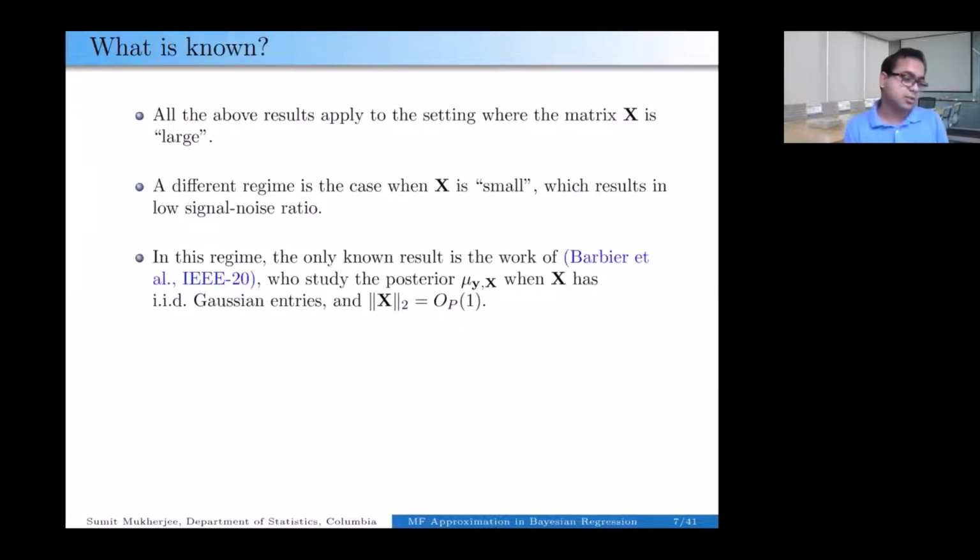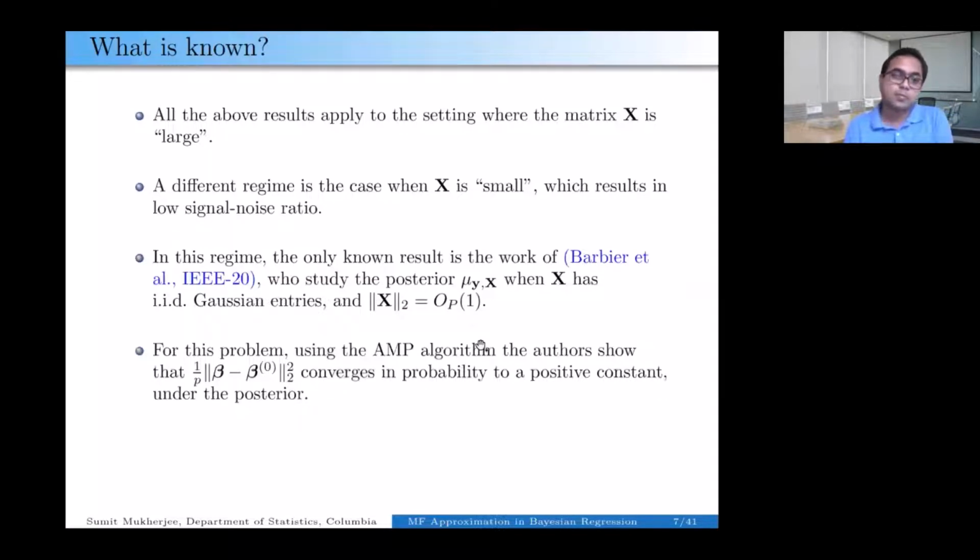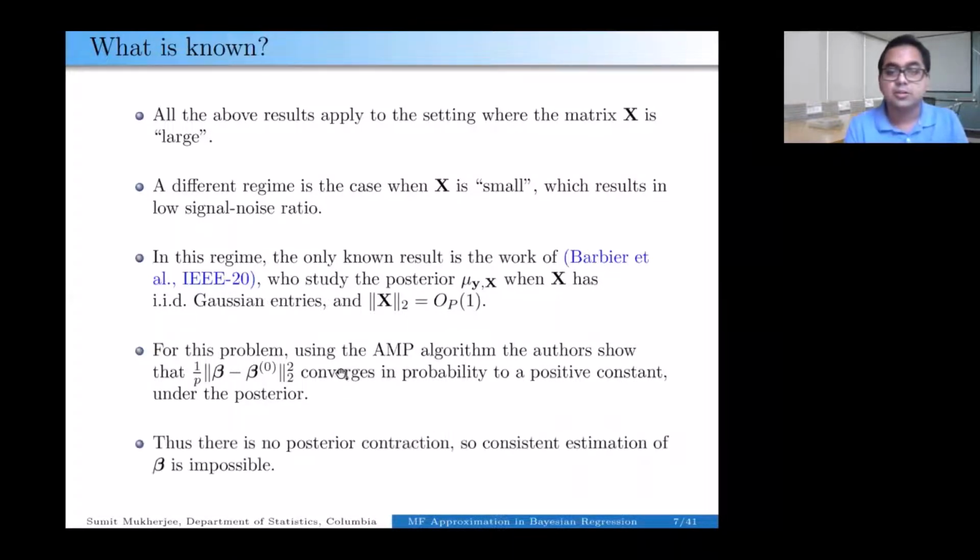In this direction, the only result that we know is the work of this paper, which studies the posterior when X has IID Gaussian entries, but then you scale it down so that your operator norm is order 1. It's O_P because now X is random. In this problem, what is known is that this distance doesn't go to 0 anymore. In fact, it converges to a positive constant, which they can characterize using the AMP algorithm, right? So here things are a bit different. Here you don't expect the posterior to contract. So here you don't expect consistent estimates of beta.